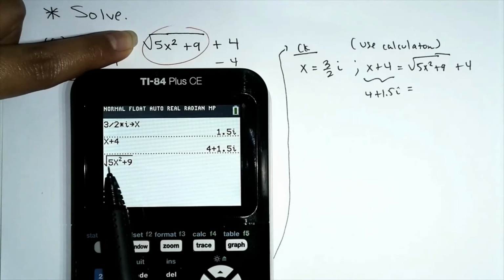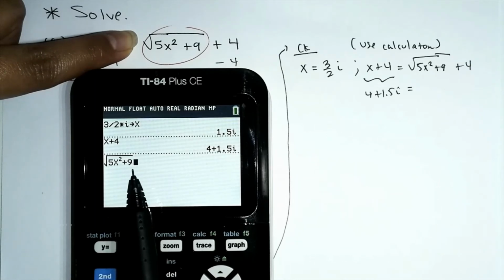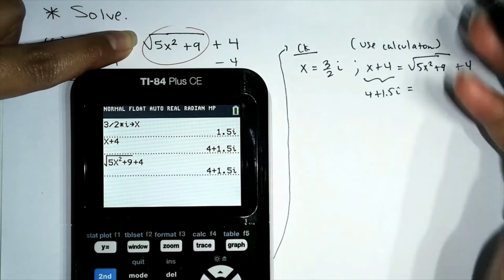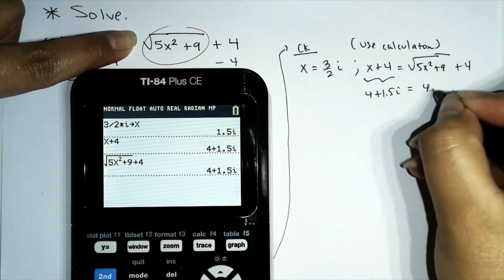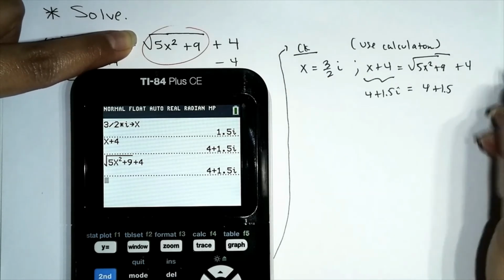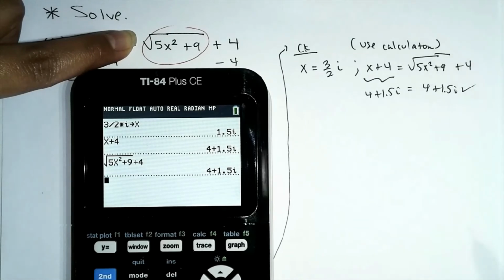If your calculator gives you an open parenthesis, then close the radicand with the close parenthesis. If you don't, then just get out of the radical. So we have square root of 5x squared plus 9. Let's go ahead, add 4 to it, and this is our answer. For my peace of mind, it needs to check out. So look at that. Left side gives us 4 plus 1.5i. Right side gives us 4 plus 1.5i.